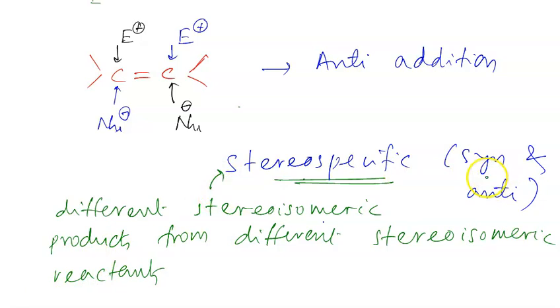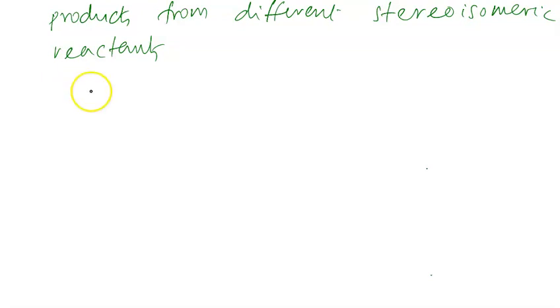So here both syn and anti-addition are stereospecific. That means a particular stereoisomeric reactant will give a particular stereoisomeric product. Let us first discuss syn addition.